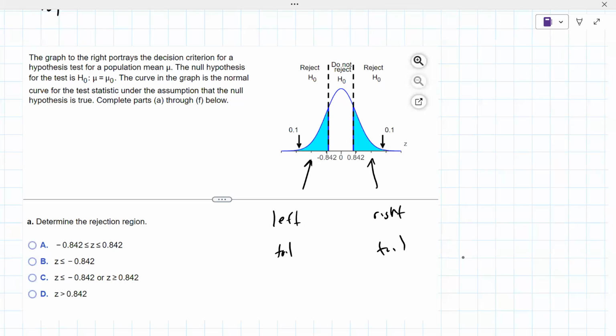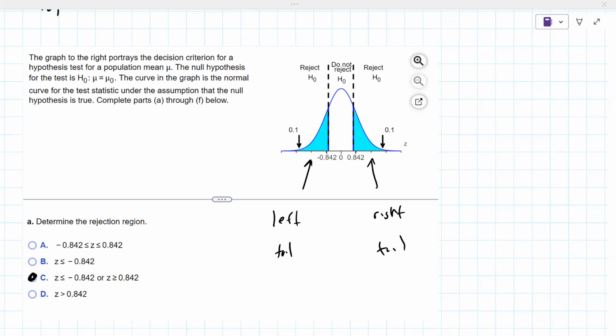So the rejection region is the blue area in the curve. So you can see it's left of negative 0.842 and right of 0.842. So it's this region here, left of it and then right of it. And then the do not reject region is in between, or the non-rejection region.